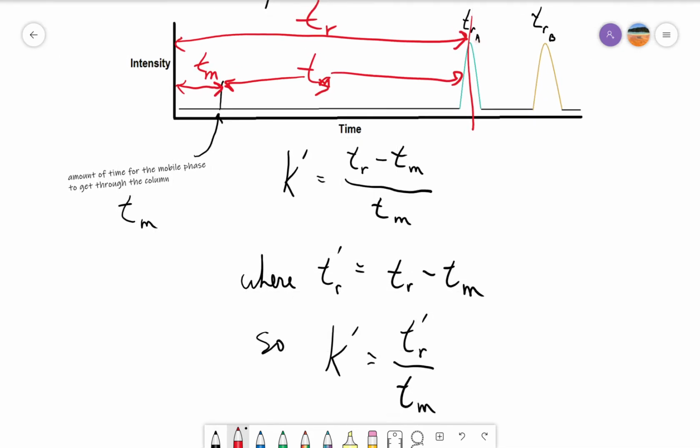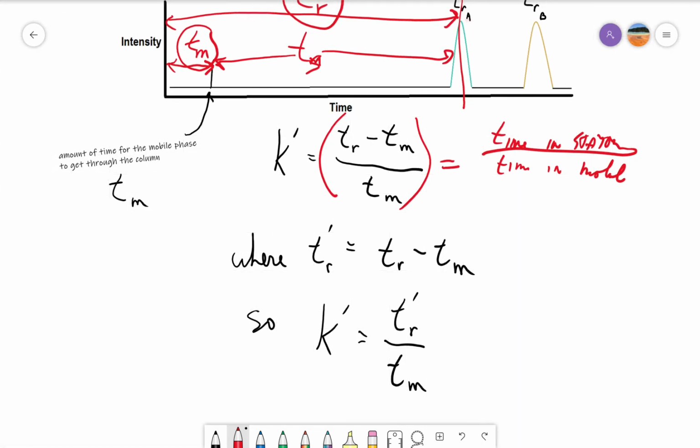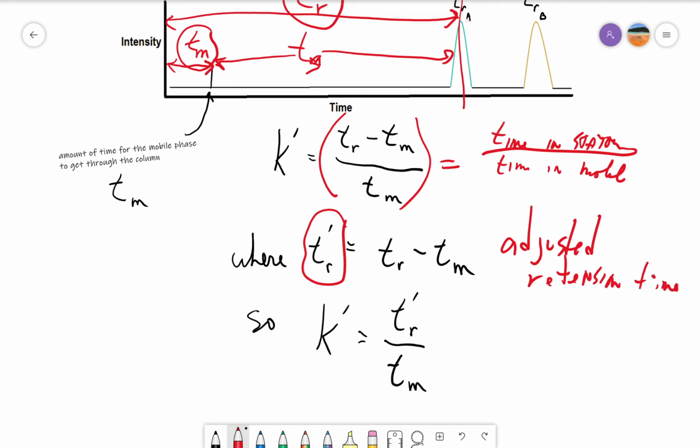K prime can therefore be calculated as time in stationary phase divided by time in mobile phase. And that's really calculated by taking the total retention time minus the time that it takes for a mobile phase to get off the column. This is called the adjusted retention time, or T prime R. T prime R is the amount of time that a compound stays in the stationary phase. If you put something on the column, how much time is it actually stuck to the stationary phase? That's what T prime R is.